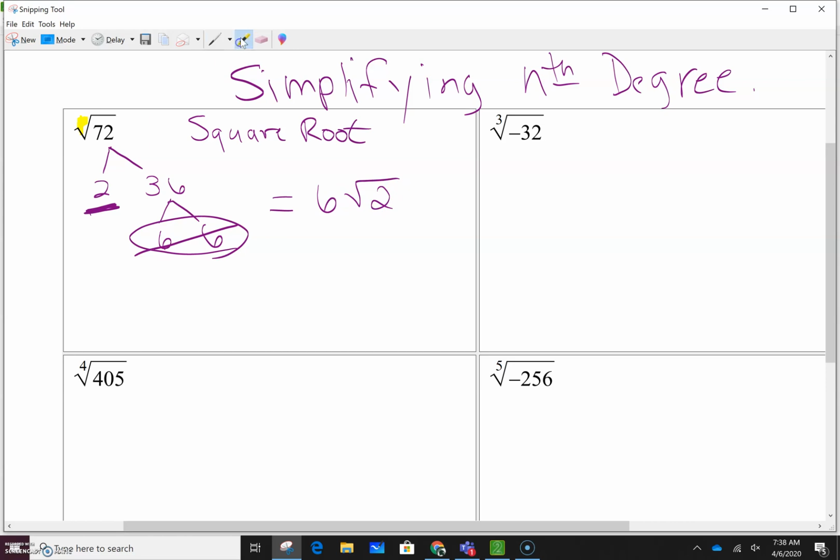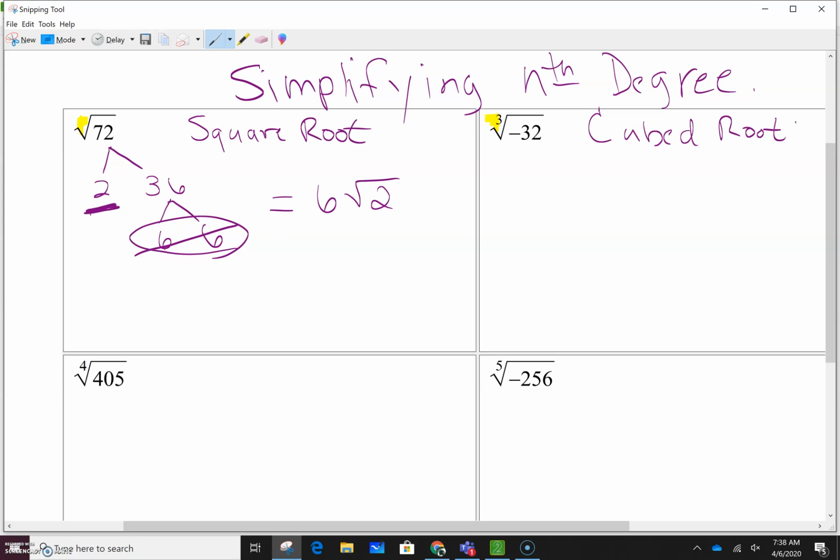Okay, now let's move on to a cubed root. This one over here is a cubed root. So that's asking for 3 of the same number to be found in order to come out of the radical, or in order to clear the radical. So you need not a pair, but a triple this time. Now you'll notice that it has a negative inside of it, and with odd numbered roots you can have negatives.